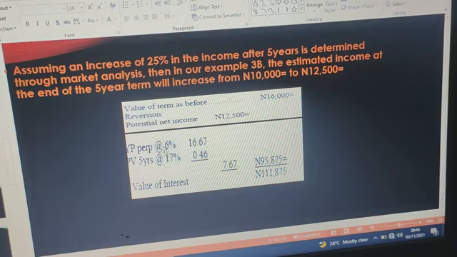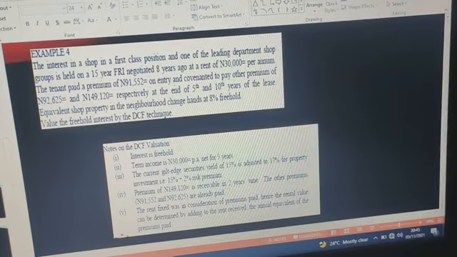Value of term as before: N16,000 equals. Reversion. Potential net income N12,500 equals. YP perp at 6%, 16.67. PV 5 years at 17%, 0.46. 7.67. N95,875 equals. Value of interest N111,875.